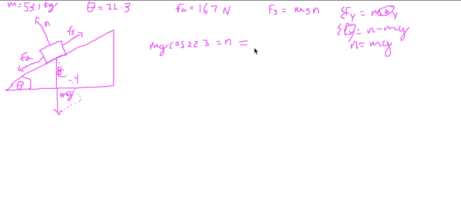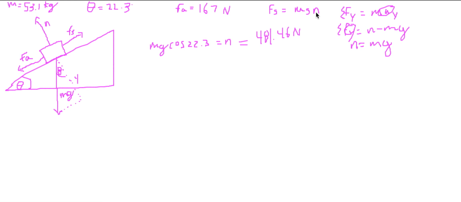You can just type that in right now. So our mass is 53.1, and gravity is 9.8 meters per second squared. So 53.1 times 9.8 times the cosine of 22.3. That's going to give us a value of 481.46 newtons.